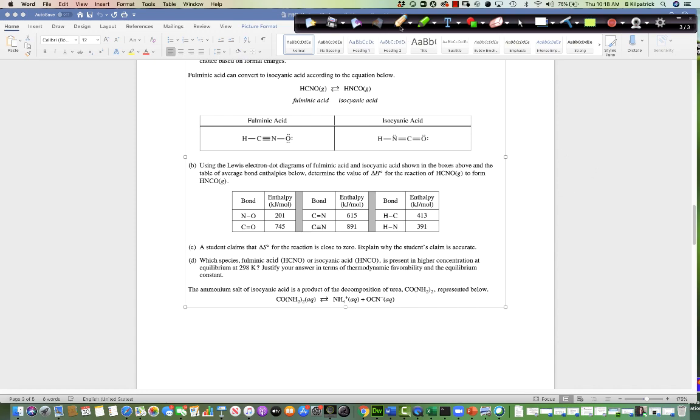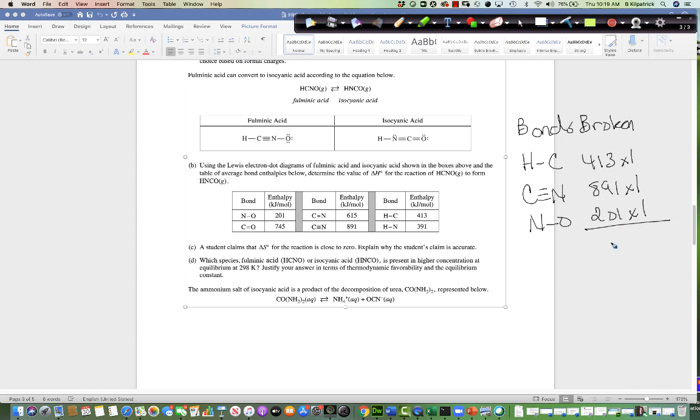So let's look at the bonds broken. I have an HC bond, and that HC bond is 413. There's only one of those. I also have a C triple N, and that's going to be 891, multiplied by 1 because there's only one of those. And then I have an NO, and that's going to be 201. And again, I only have one of those. So when I add that up together, I get 1505.